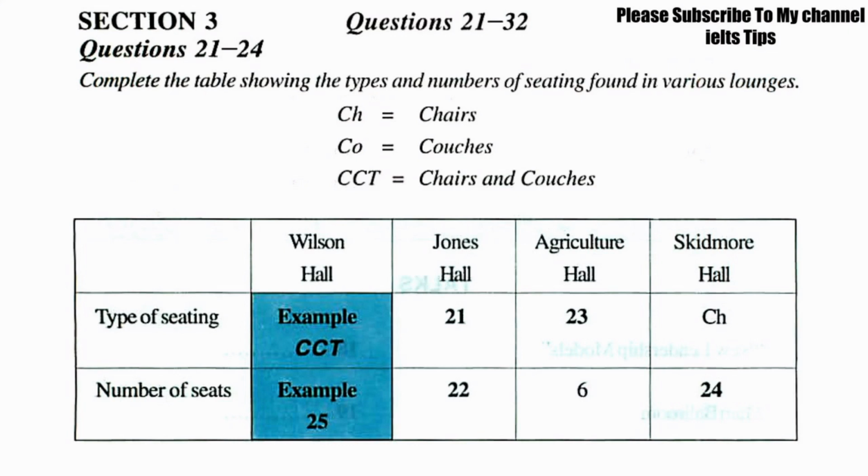Now listen to the first part of the discussion and answer questions 21 to 24. Complete the table showing the types of seating available and the number of seats in each lounge.